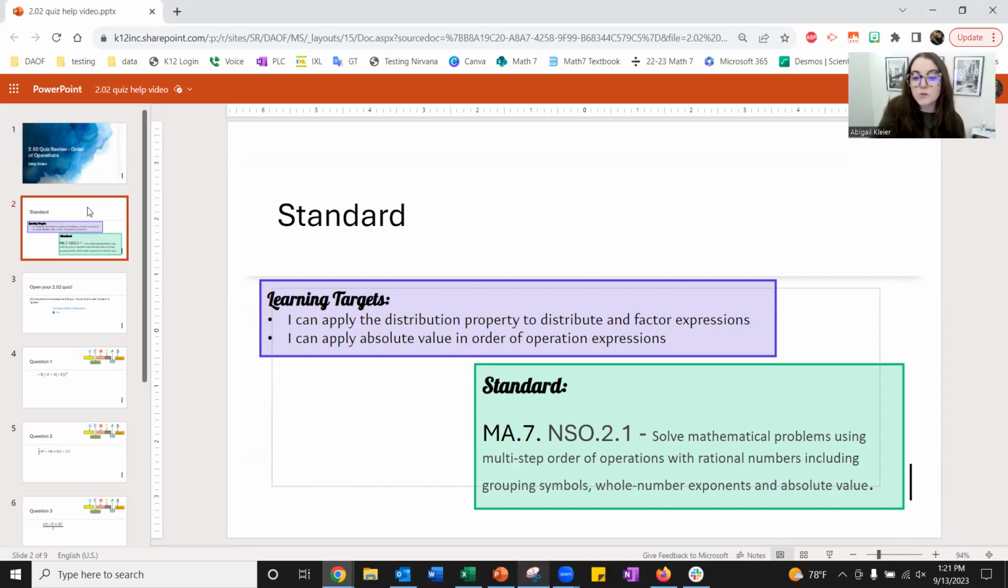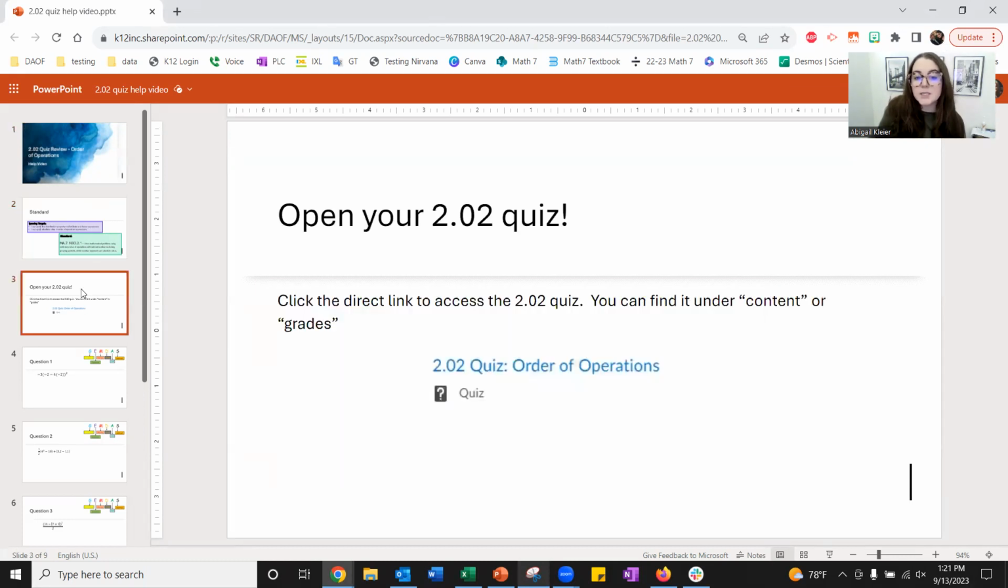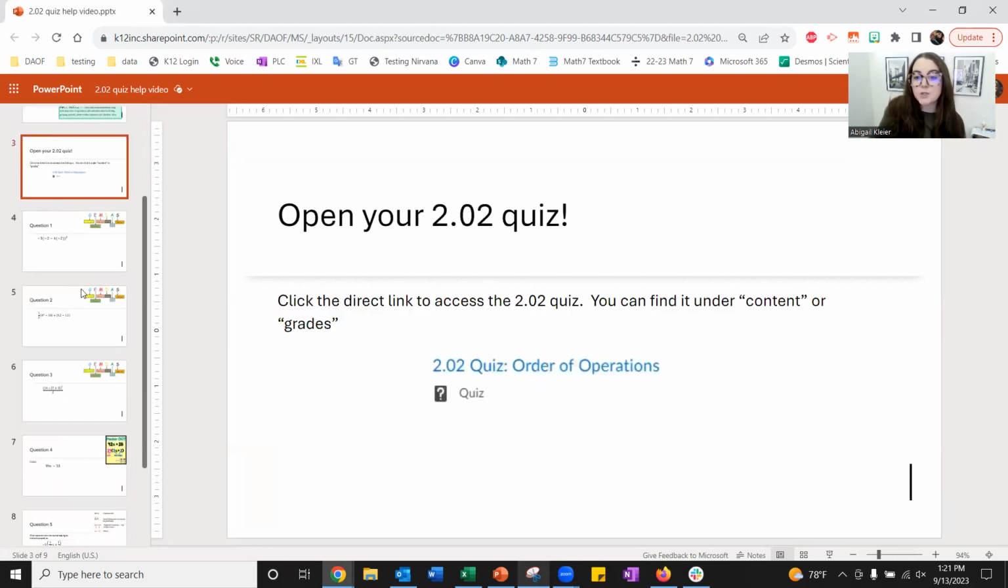We're talking about order of operations, including distribution and factoring. And this order of operations includes grouping symbols, exponents, and absolute value. So at this time, go ahead and open up your 2.02 quiz. You can find that under content or grades.